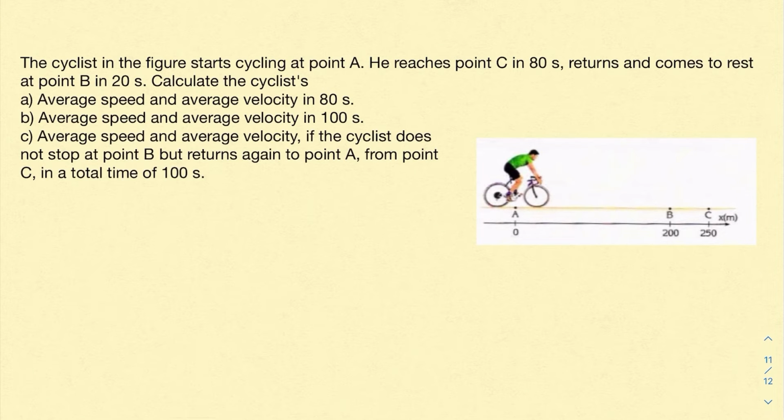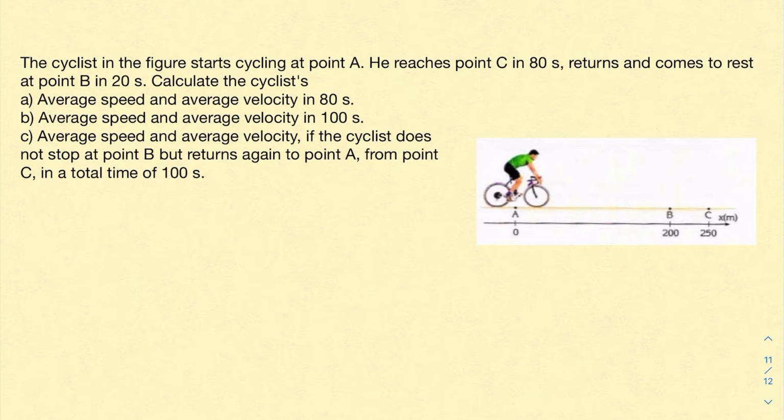Let's now solve this problem. The cyclist in the figure starts cycling at point A. He reaches point C in 80 seconds, returns and comes to rest at point B in 20 seconds. Calculate the cyclist's: A. Average speed and average velocity in 80 seconds. B. Average speed and average velocity in 100 seconds. And letter C.